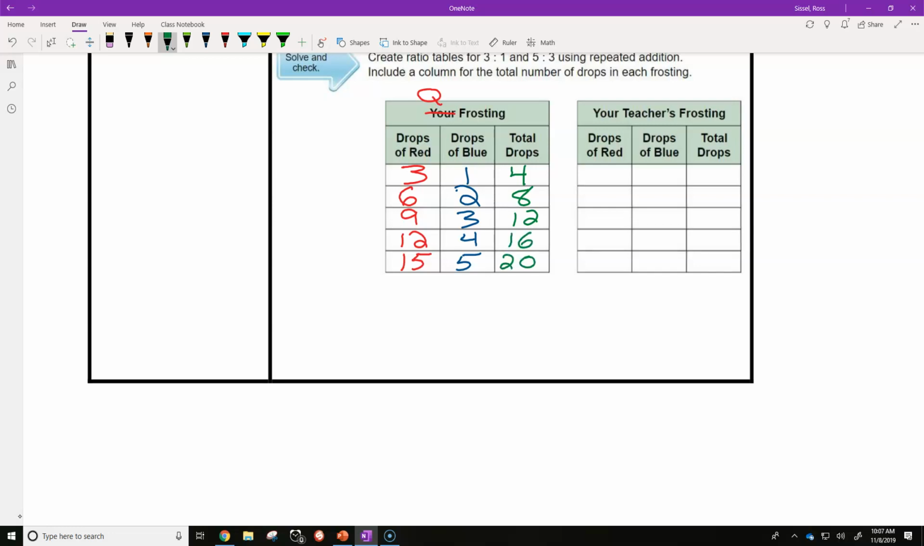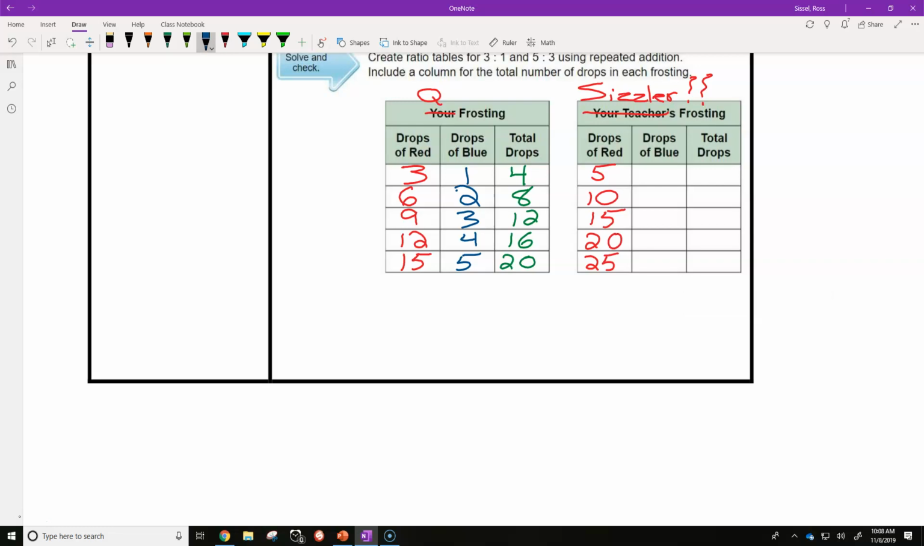Alright. Let's go to my table. Alright, how many drops of red did I put in? 5. So I'm going to go 5. I'm going to put in 10. I'm going to put in 15. I'm going to put in 20. I'm going to put 25. Then I'm just going to throw it all in. Okay, that won't work.